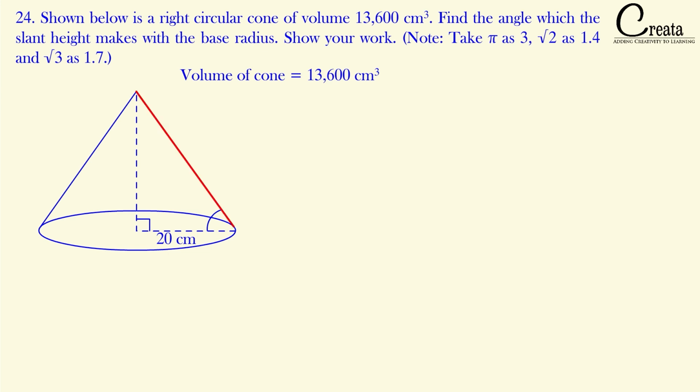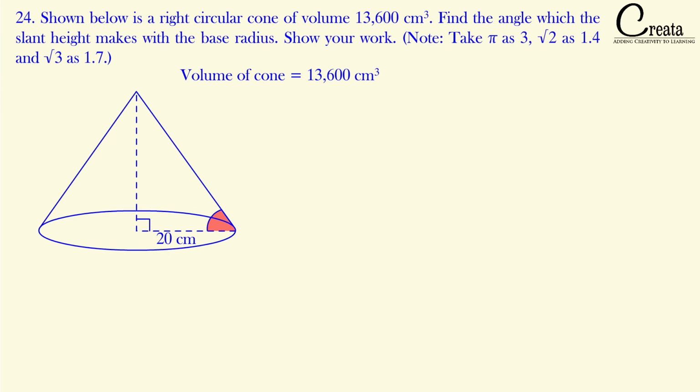This is the slant height of a cone and this is the base radius, that is the radius of the base. We have to find the angle between the slant height and the base radius, that is this angle we have to find. Okay, so let's find this angle. Here the concept of the volume and the concept of the trigonometry will be used.